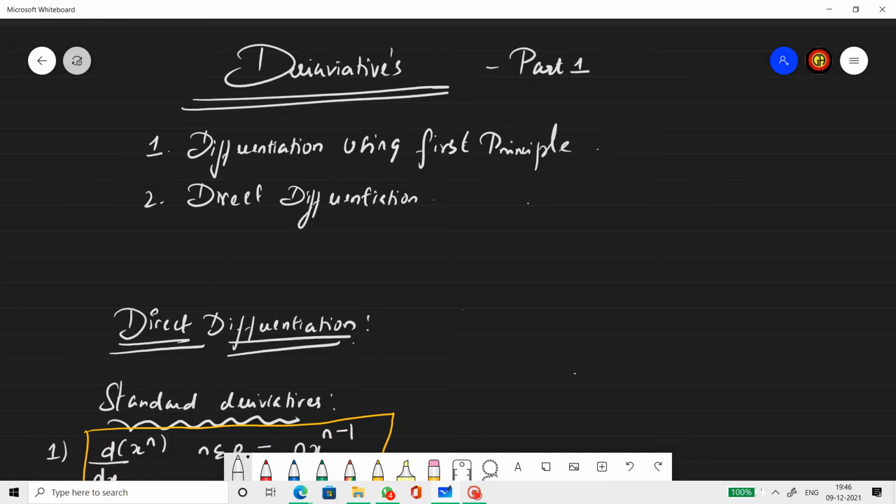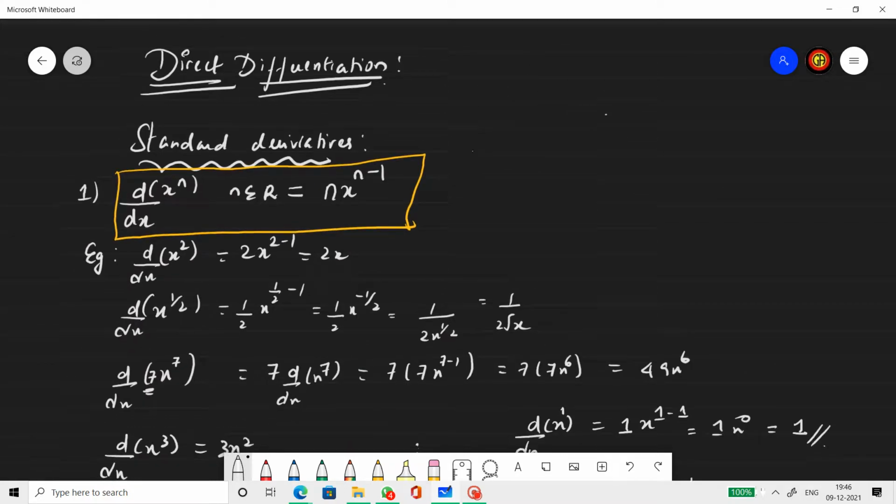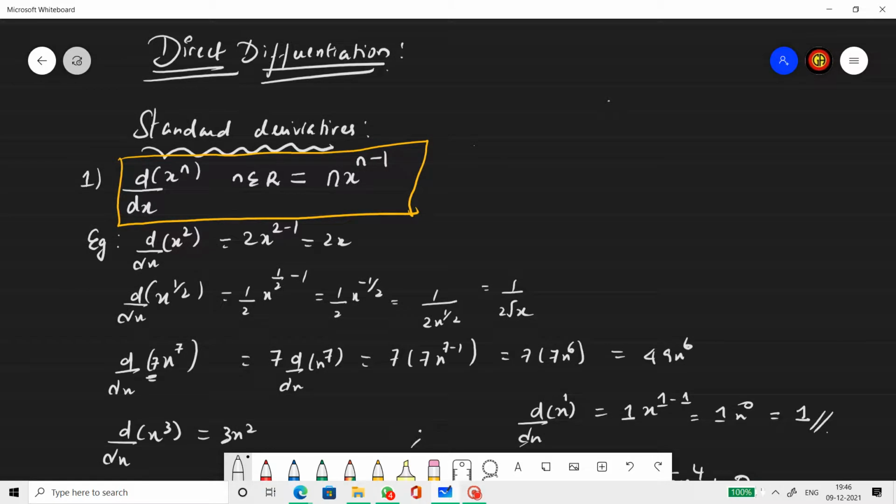So direct differentiation. The first one under direct differentiation are a few standard derivatives. I'm going to list out some 13 standard derivatives, and some of them I'm going to give you examples, some I want you to memorize as they are. Then later on I'll show you the proof of all these things, one by one, using the first principle. The first one in that is the derivative of x to the power of n, where n belongs to any real number.